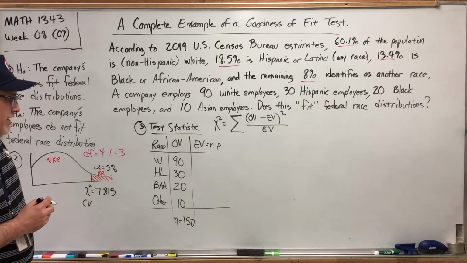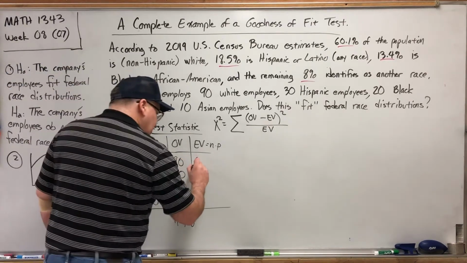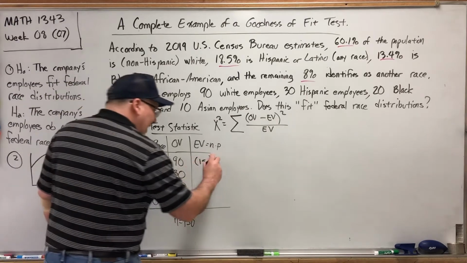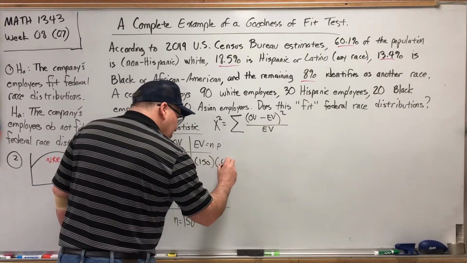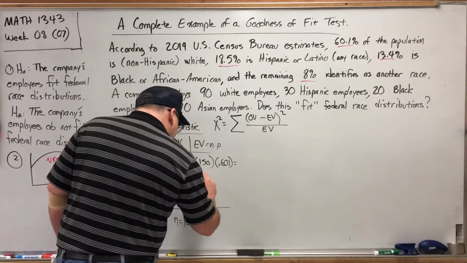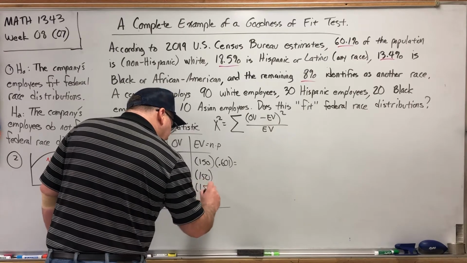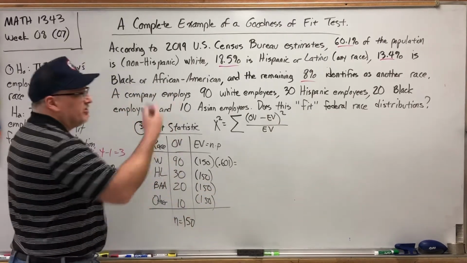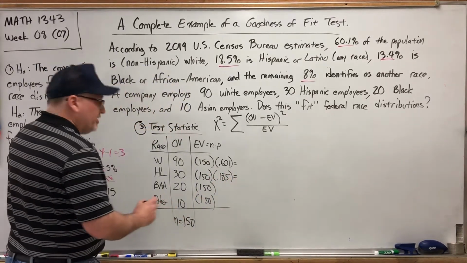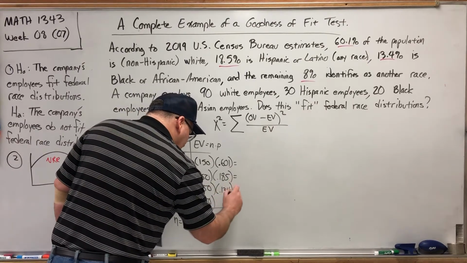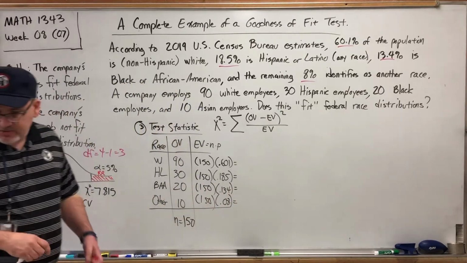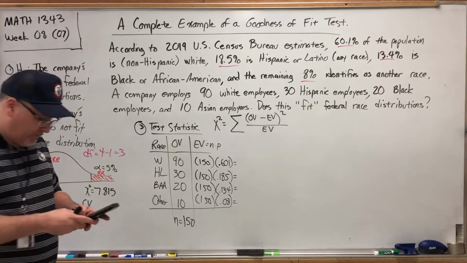So for each expected value, we have to multiply the sample size. Out of a sample of 150, we would expect 60.1% of them to be white, so we would multiply that by 0.601, or 60.1 as a percent, as a decimal, excuse me. And in fact, on all of these calculations, we would multiply 150 times each of the proportions. 18.5% for Hispanic and Latino, 13.4% for Black or African American, and 8% for other. So this part's pretty easy. It's just a little bit of calculator button pressing.